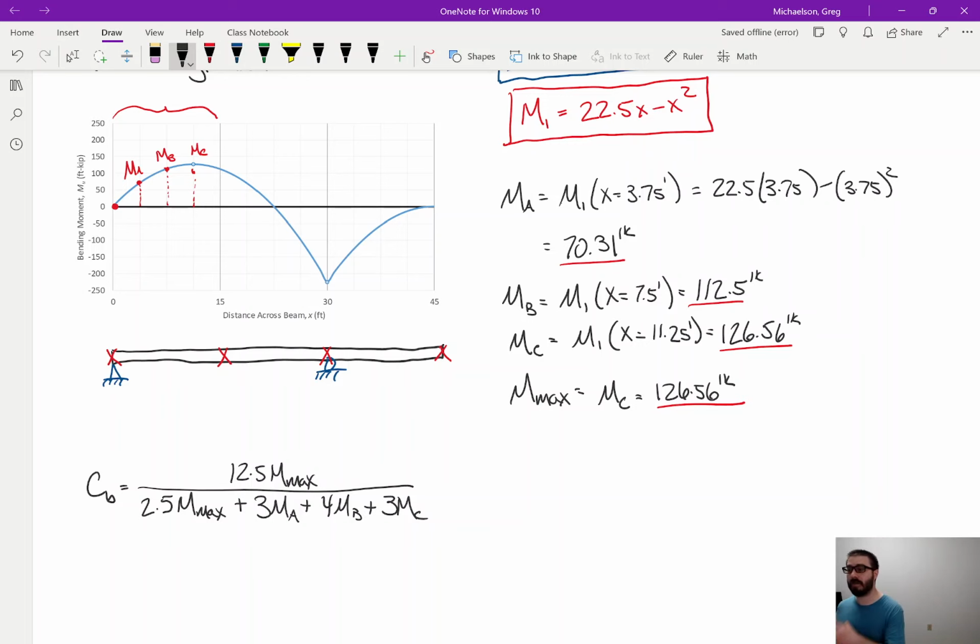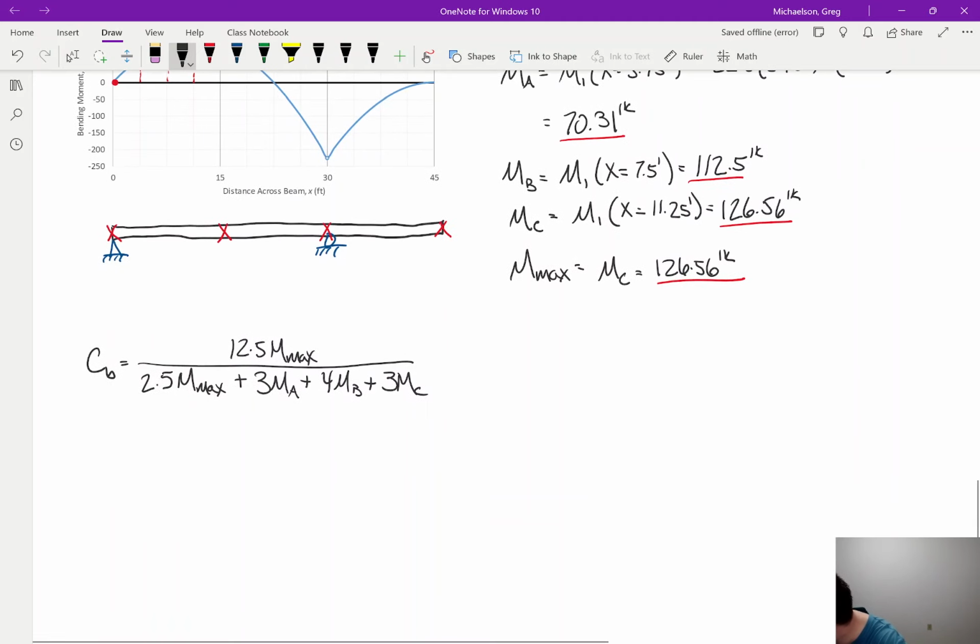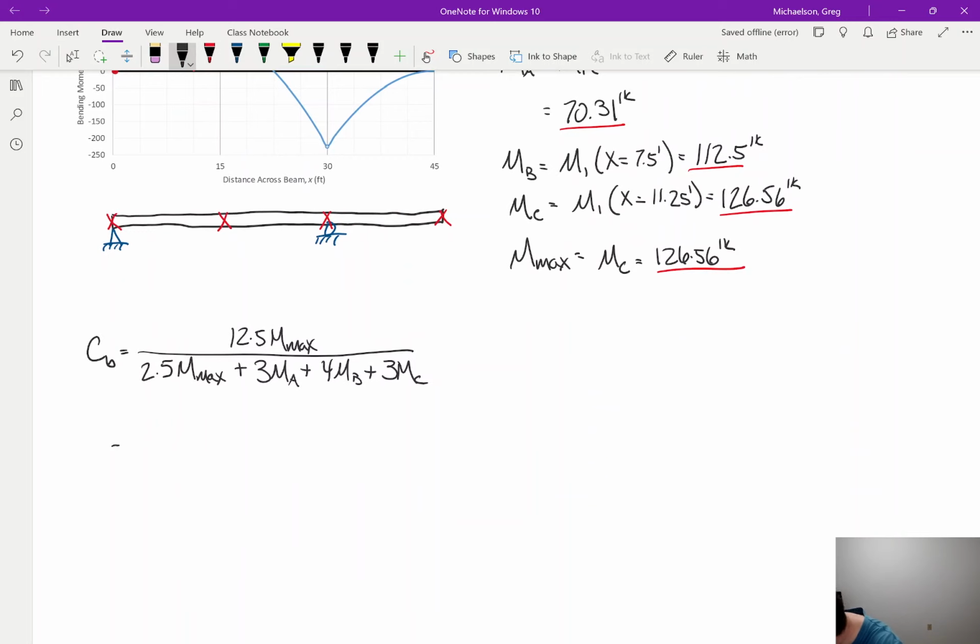Notice what happens if all the moments are equal. If all these terms, Mmax, MA, MB, MC, are equal, then you have 12.5 on the top and 12.5 on the bottom. So it actually comes out to be 1. If you had constant moment, if all the moments were equal, then CB would be 1, and it would not affect your differential equation solution. So again, it's consistent there as well. So we plug and chug, and we get a big old fraction here on the bottom.